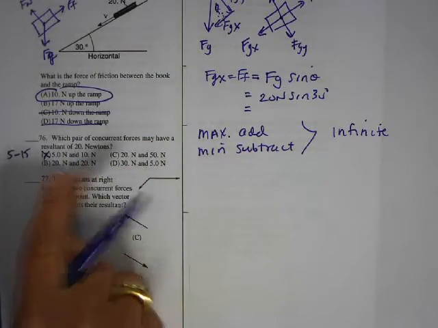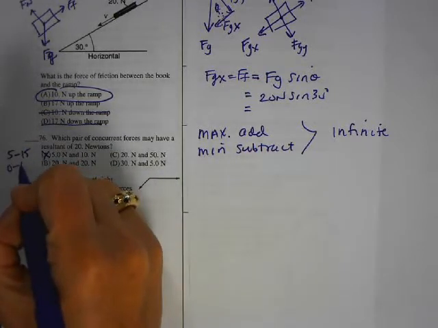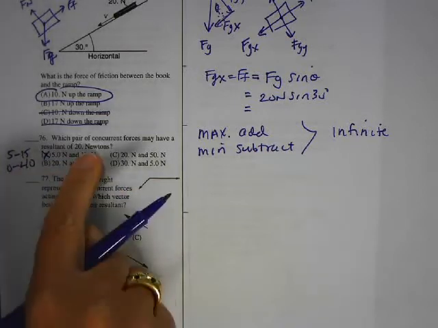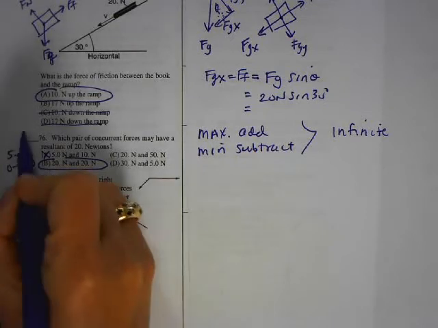So the next one, 20 and 20. So 20 minus 20 is 0. 20 plus 20 is 40. Is 20 in between 0 and 40? So that's actually my correct answer, B. But let's just go on.